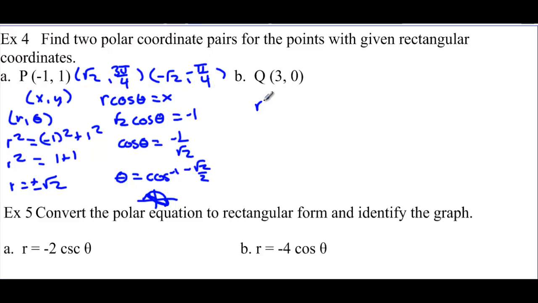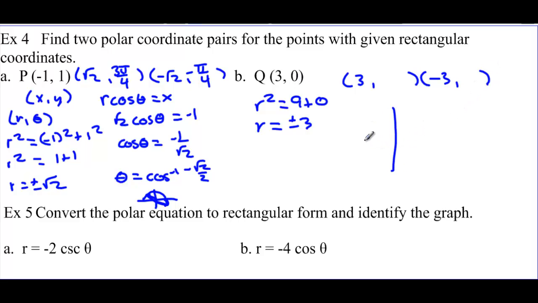Likewise, on letter B, we can have r squared equals 9 plus 0. So r equals plus or minus 3. We could have 3 comma something and negative 3 comma something. Let's look at the point 3, 0. 1, 2, 3, 0. That's 0 degrees or 0 radians. And then if we go halfway around the circle, that's pi. And then if we go in the negative direction, that puts us right back where we started. So negative 3 pi is the same point.